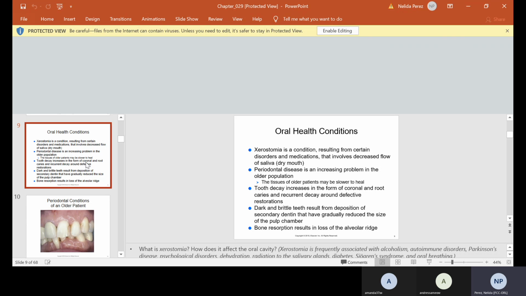Periodontal disease is an increasing problem in the older population. The tissues of older patients may be slower to heal. Tooth decay increases in the form of coronal and root caries and recurrent decay around defective restorations. Dark and brittle teeth result from deposition of secondary dentin that has gradually reduced the size of the pulp chamber. Bone resorption results in the loss of the alveolar ridge.